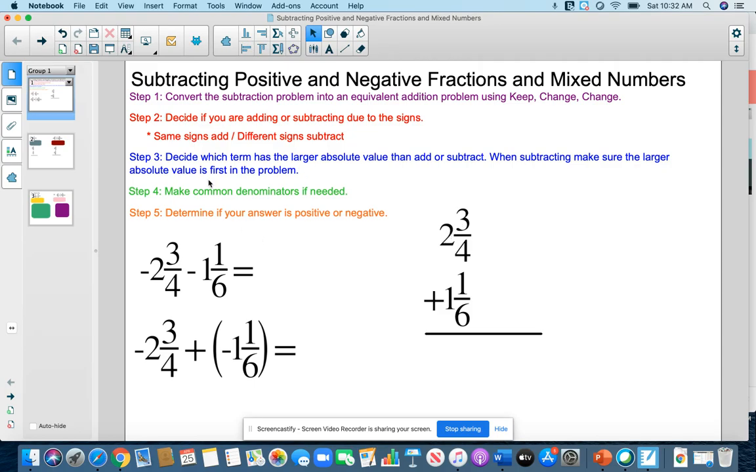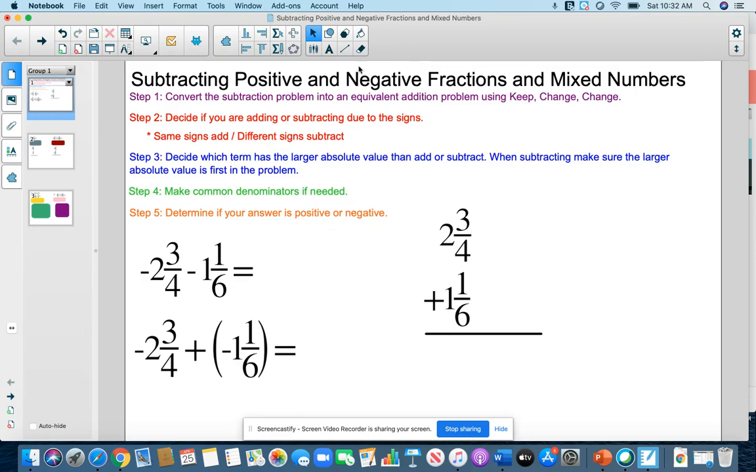Next thing we do is figure out which has a greater absolute value. And a negative 2 3/4 has a greater absolute value, which is 2 3/4 plus a positive 1 1/6. And we did decide we were adding. To be able to add them, you do have to have common denominators.